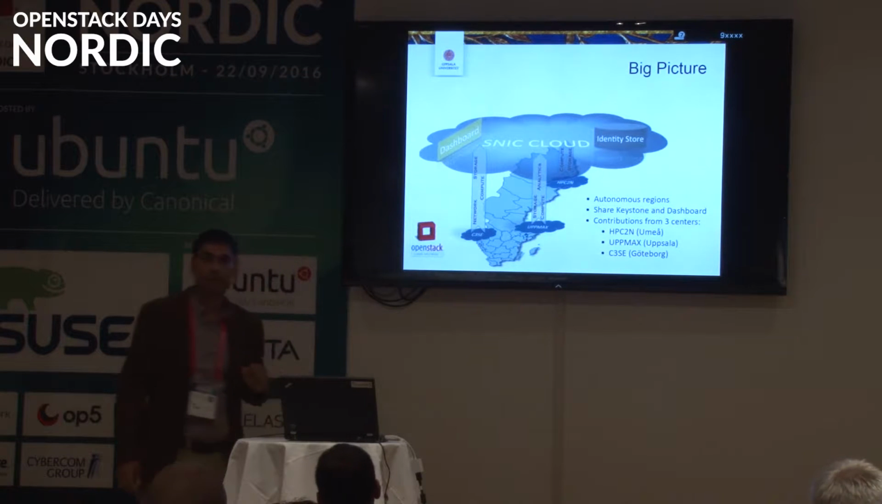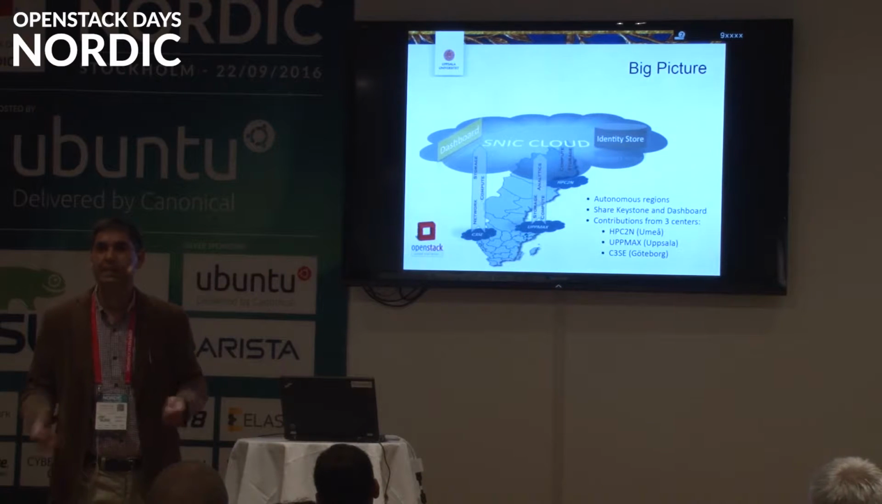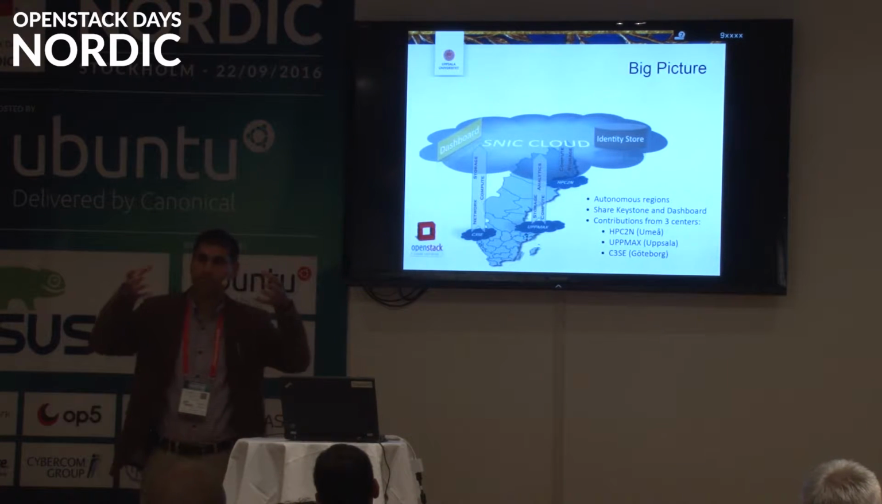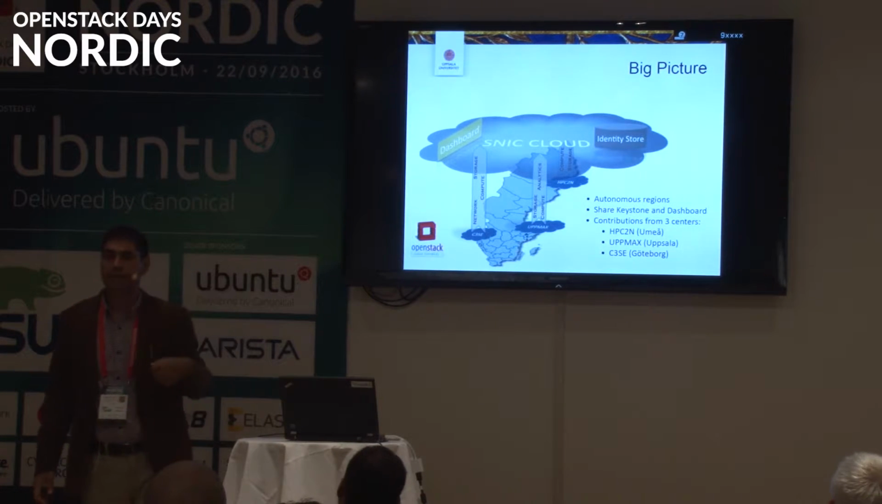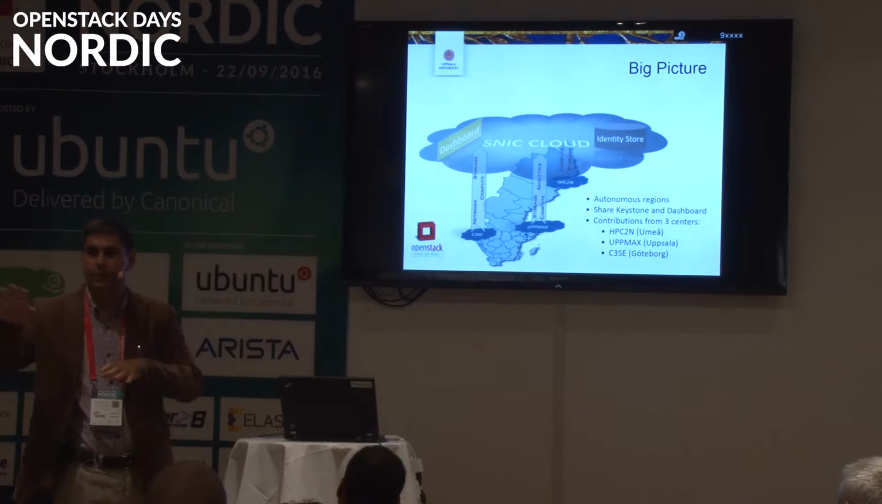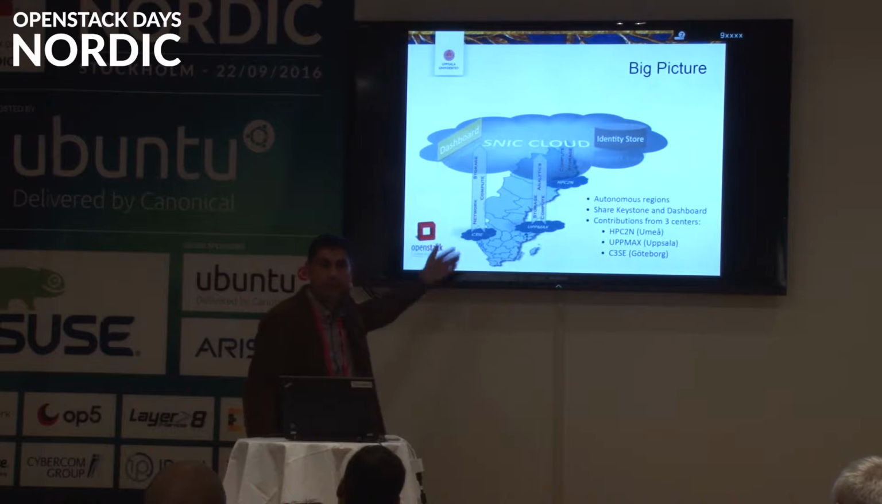We have one dashboard, and the keystone is shared. So basically what we are doing is that we have one place where all the endpoints are sitting together with the dashboard, and then whenever users switch from one region to another, it just completely ends up in a specific region and they start to do their things.